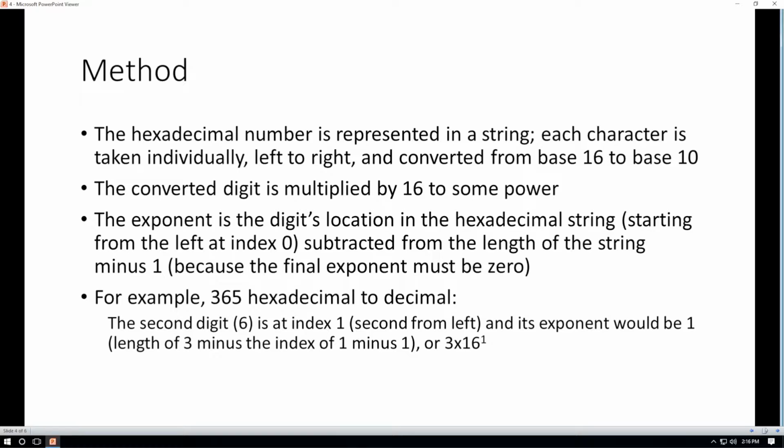So the explanation says the second digit is at index 1. 0, 1, counting to the left. And that would be its exponent also, because counting from the right, 0, 1, 6 would have an exponent of 1. The easiest way to figure that out is take the length of the string minus its index minus 1. So length 3 minus index of 6, index 1, 3 minus 1 is 2, and then subtract 1. 2 minus 1 is 1. That's its exponent. 3 times 16 to the first power.